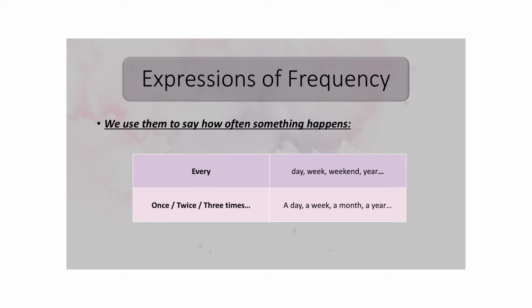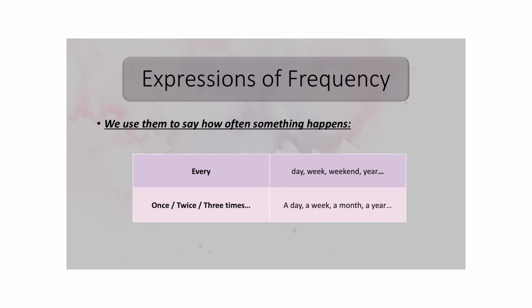And the expressions of frequency, which are also used to say how often something happens. We learned every and once, twice, 3 times. If you remember, once means una vez, twice, dos veces, and then from 3 onwards, 4, 5, 6, 7, we use the word times. So it would be una vez, dos veces, tres veces, 4 times, 5 times, and then we added here the frequency. Every day, todos los días, every week, todas las semanas, etc.